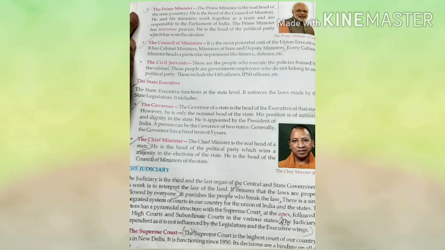The council of ministers is the most powerful unit of the union executive, and it has cabinet ministers, ministers of state and deputy ministers in it. The civil servants also come in the central executive. The civil servants are the people who execute the policies framed by the cabinet. These include the IAS officers, IPS officers, and so on.